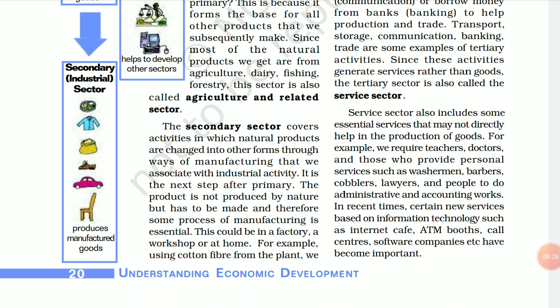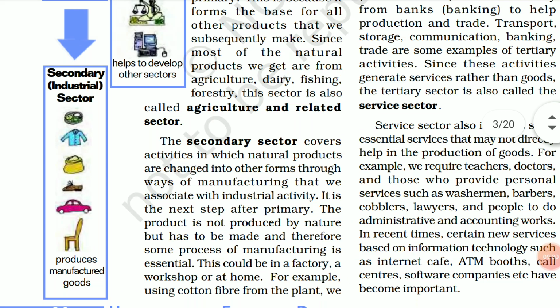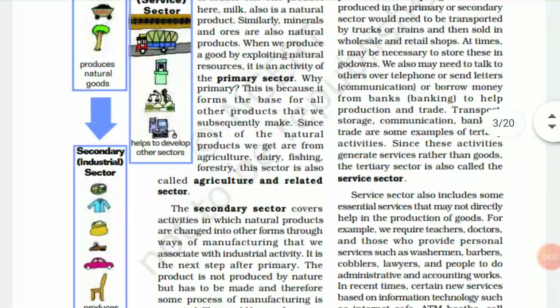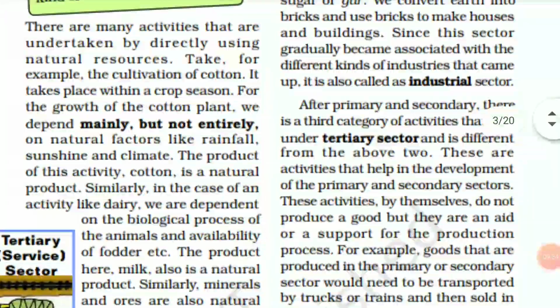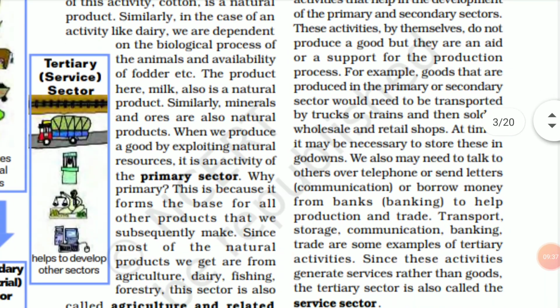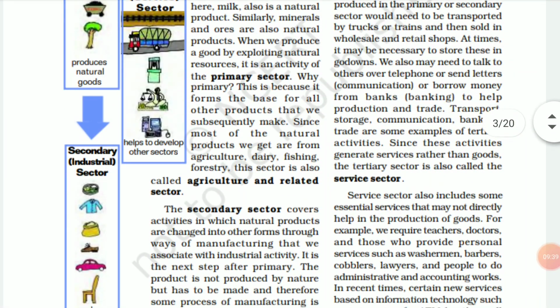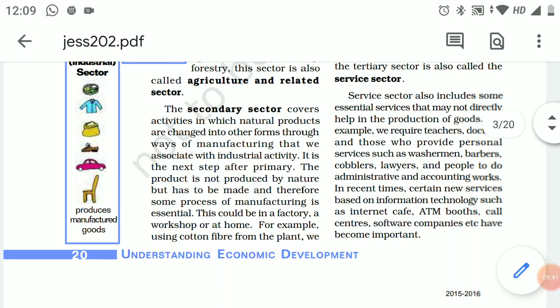So let us quickly revise. Your primary sector is called agriculture, or agriculture and related sector. Your secondary sector is called the industrial sector or the manufacturing sector, and your tertiary sector is called the service sector.